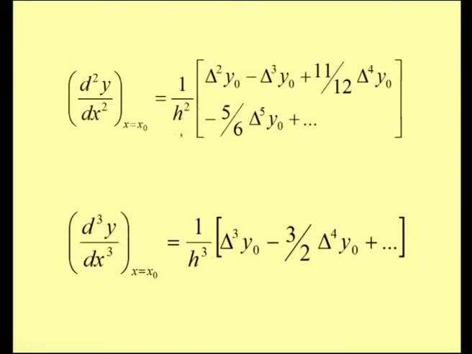Similarly, d square y by dx square at x is equal to x naught, in the sense at u is equal to 0, is 1 by h square del square y naught minus del cube y naught plus 11 by 12 del power 4 y naught minus 5 by 6 del power 5 y naught plus etc. Likewise, we can also find out d cube y by dx cube at x is equal to x naught, that is at u is equal to 0.